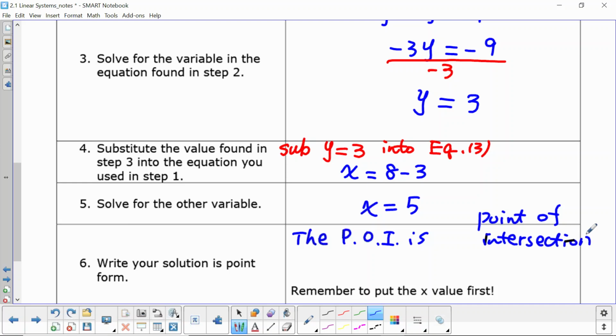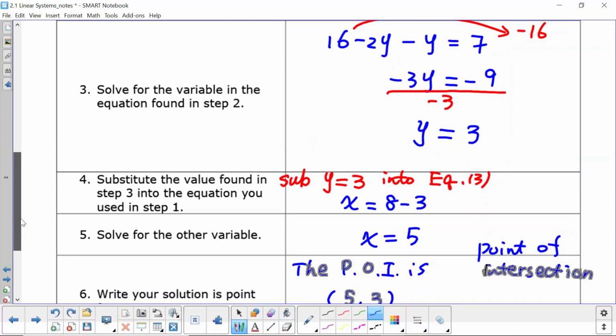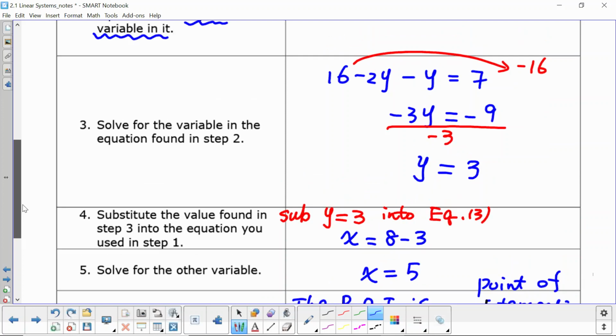So we use the first initial, the first letter of these words, POI, for point of intersection. Remember, x comes first, it is 5, and y is second, it is 3. So this is done. This is how you solve a linear system. We are going to review the steps.